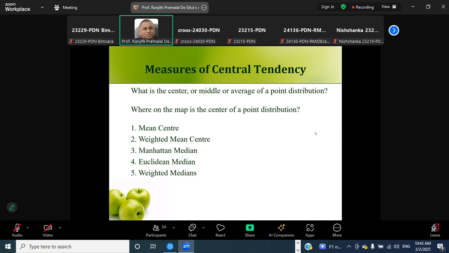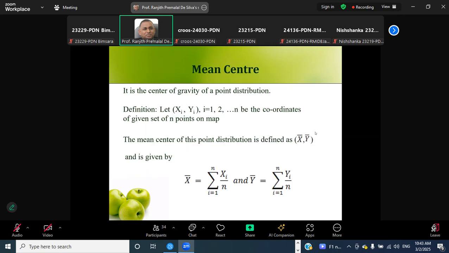These are available as measures. Now we will start with the mean center. It is the same as the mean, the same as the average. It is the center of gravity of a point distribution. If you have a number of points and you put a pointer, how can you balance it? Only from the mean center, the center of gravity, can you balance the distribution of the points.